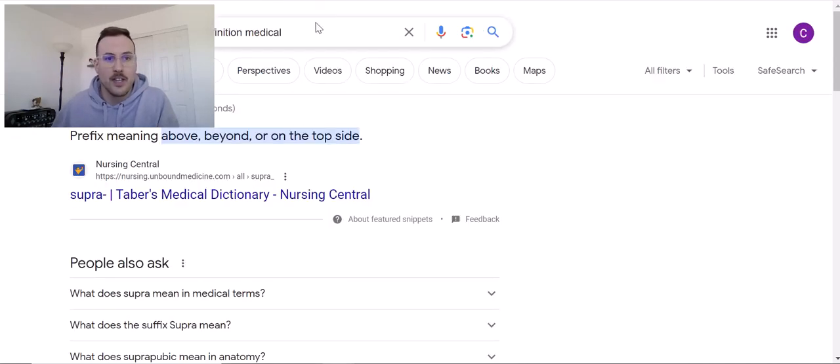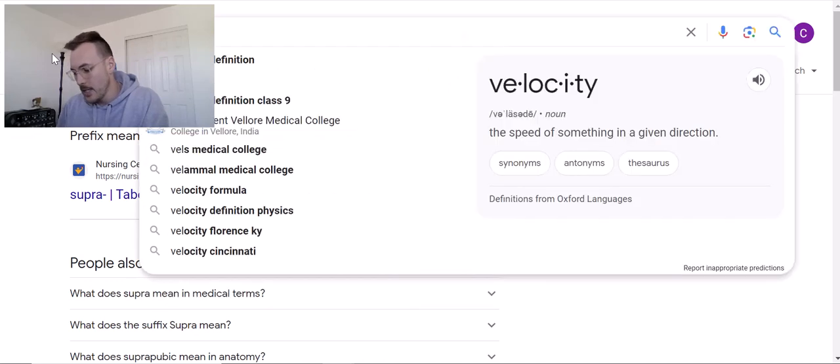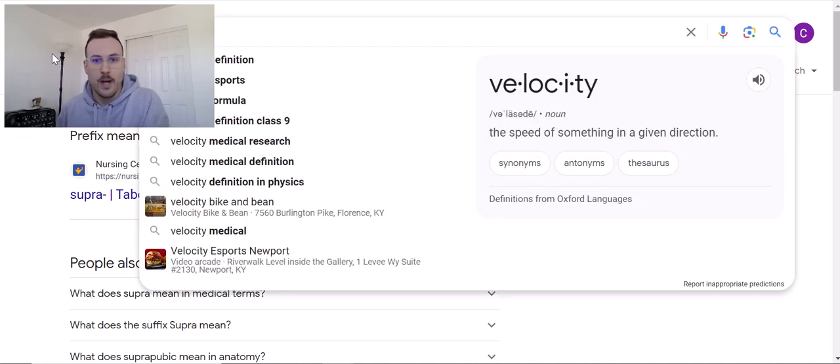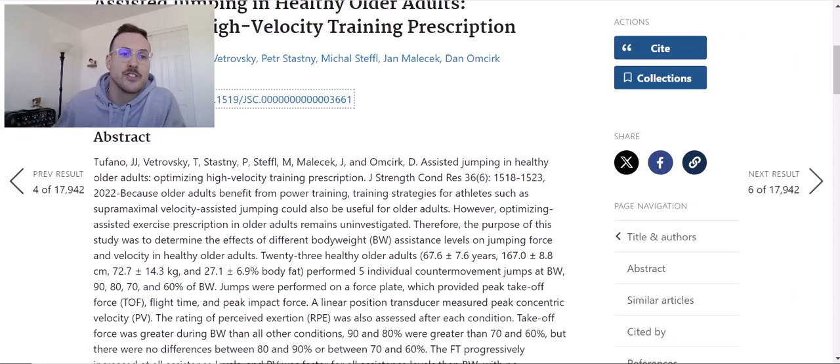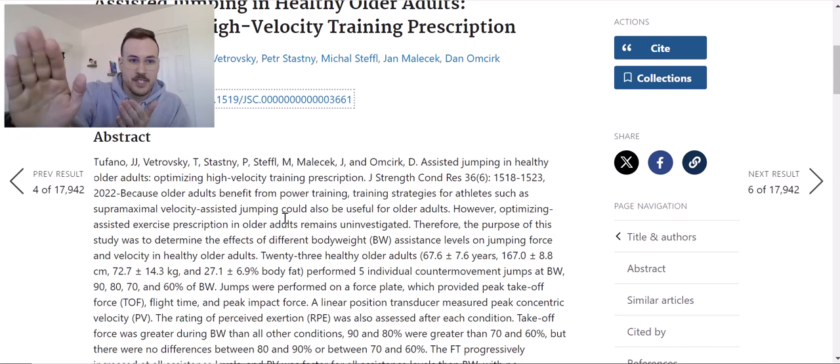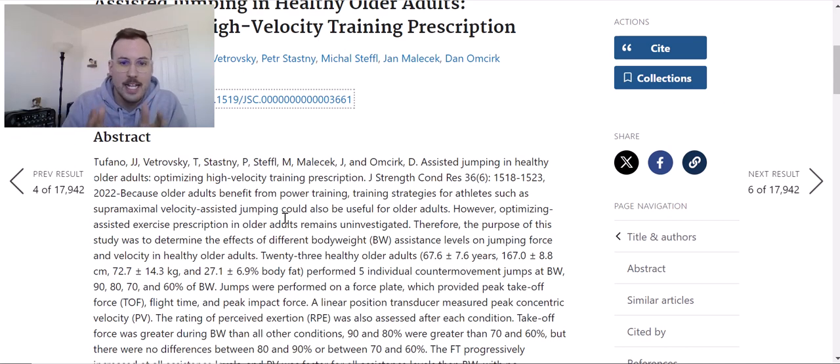Well, what's velocity? Another one we can look up. Velocity, I know it to be speed with a direction. Here we go. The speed of something in a given direction. So it's not just speed, like in a vacuum, it's speed in any given direction. Velocity is we are focusing our speed a particular way, right? So again, training strategies for athletes such as supramaximal, above maximum, velocity assisted jumping. So it is assisting our speed and direction of jumping.